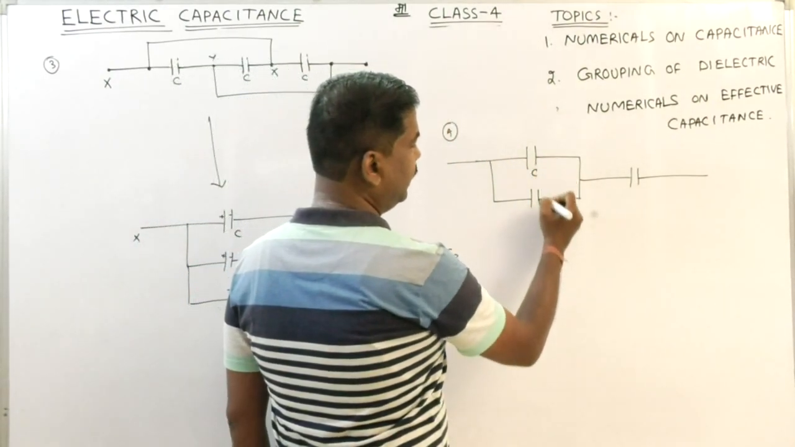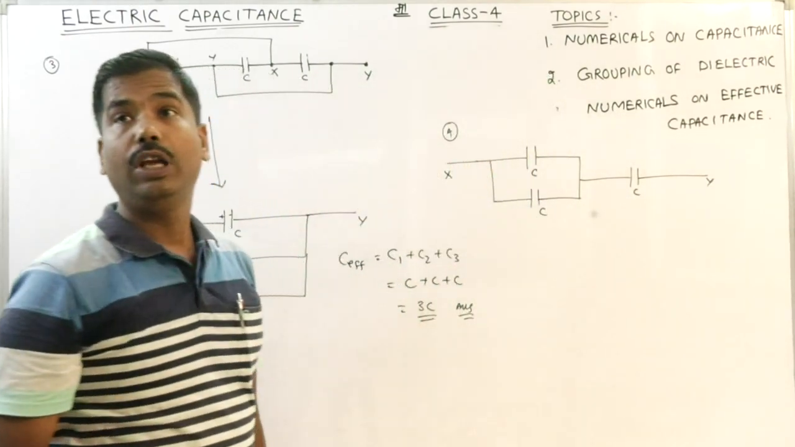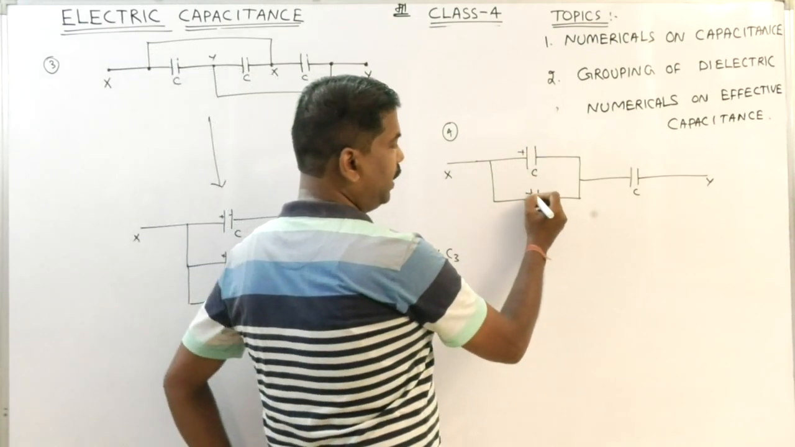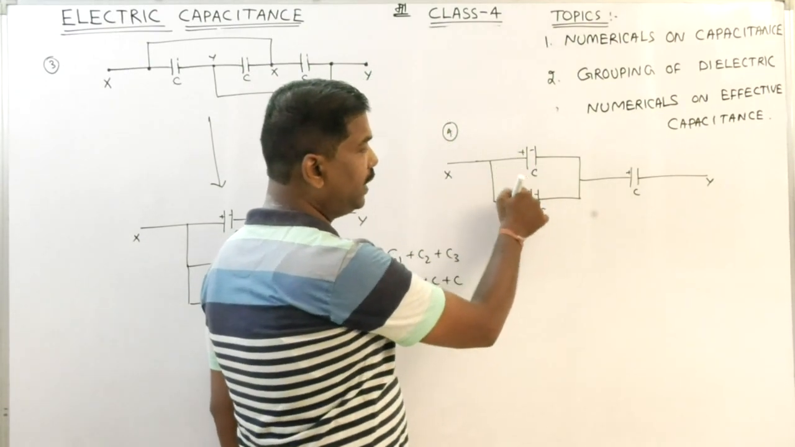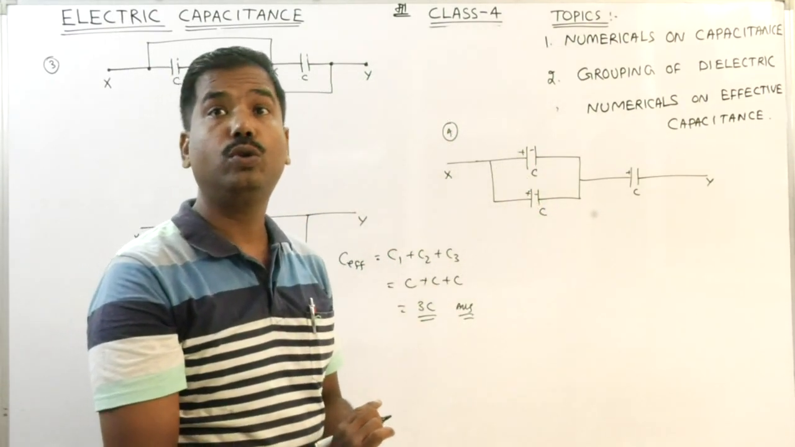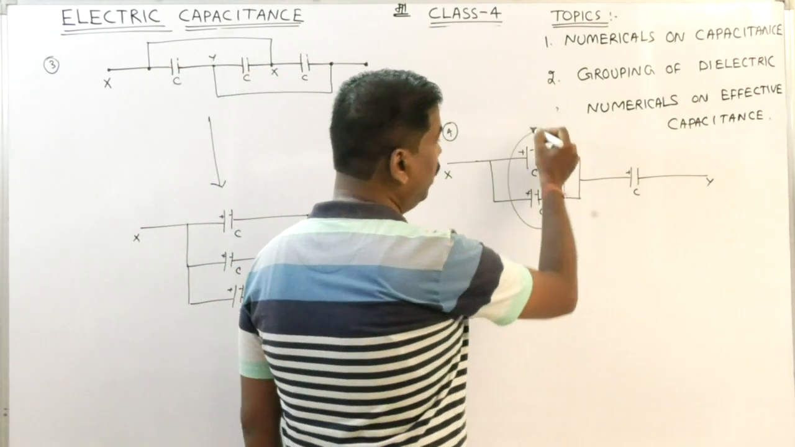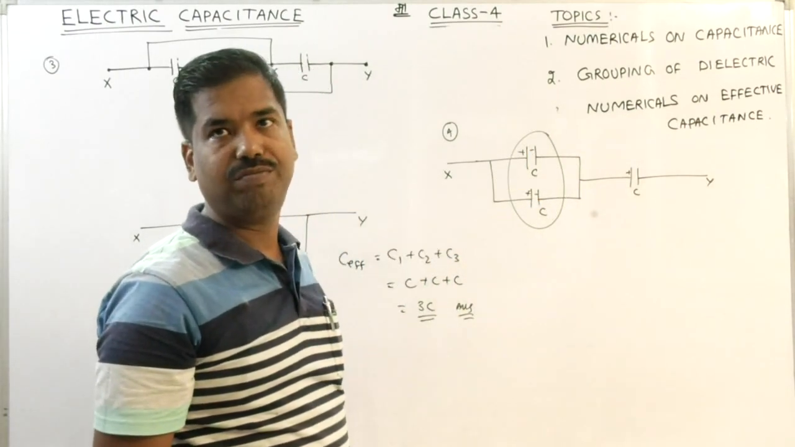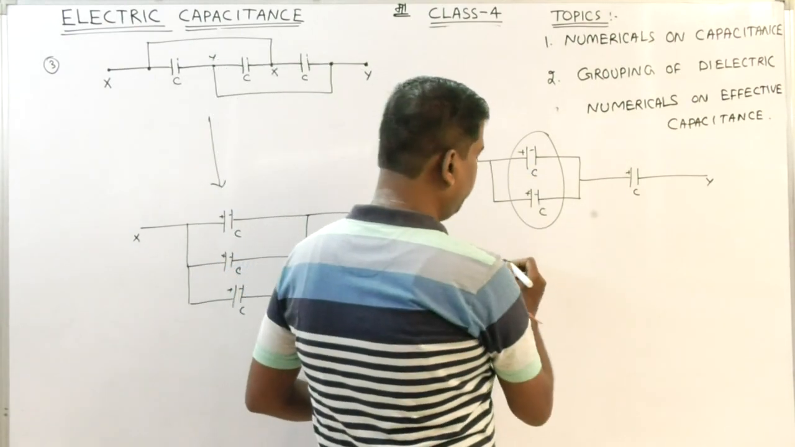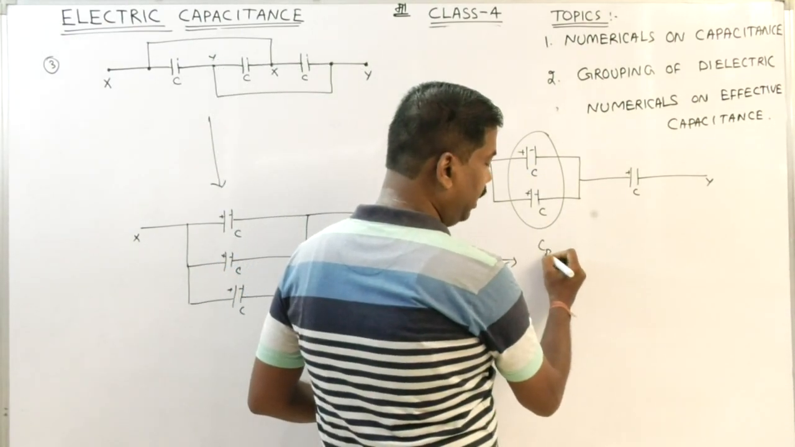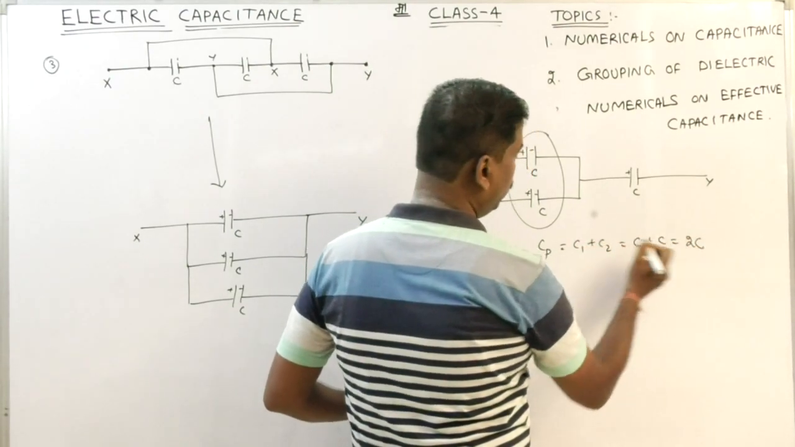Listen to me. C. Find the effective capacitance across xy. In this circuit, this is the positive plate, this is positive, negative, negative, and this is positive. I would like to say that these positive plates are connected to one another. So such a combination is also a parallel combination. So at first we have to find the effective capacitance of these two capacitors. C parallel is how much? C1 plus C2. It is C plus C. It is found to be 2C.